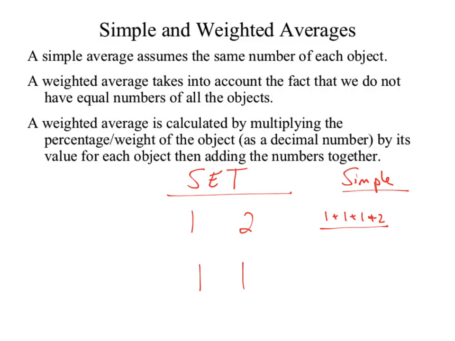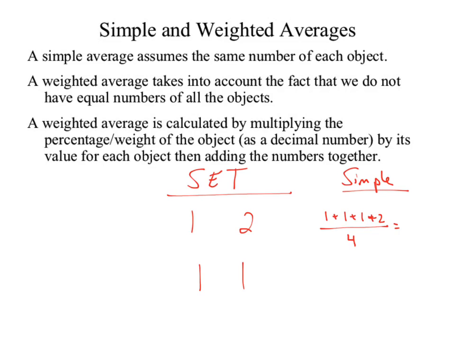How many numbers are there? 4. And then I can punch that in the calculator and get whatever the answer is. That answer, should it be closer to 1 or 2? Why closer to 1? There are more 1s in our set. So that's our simple average.